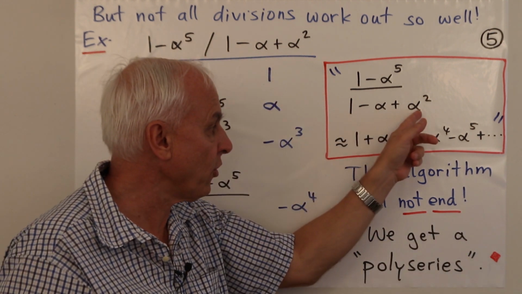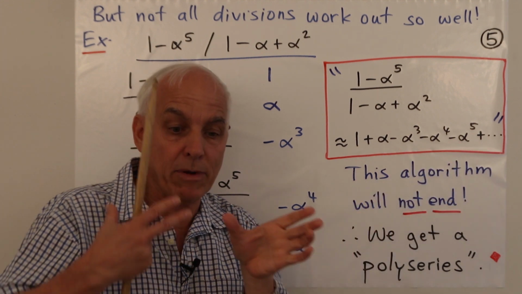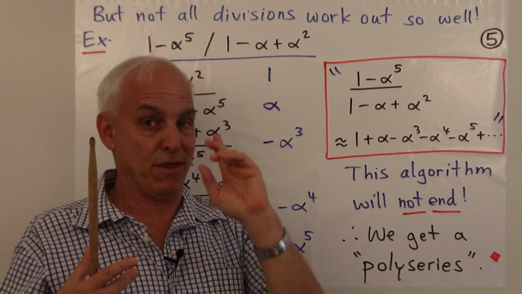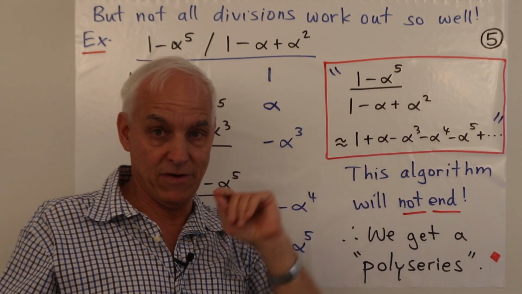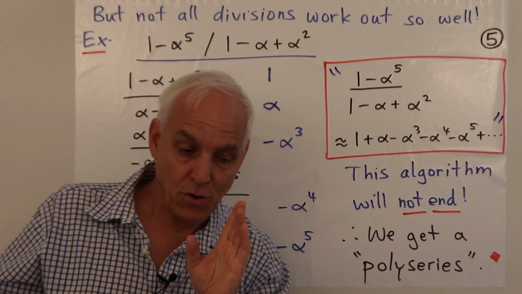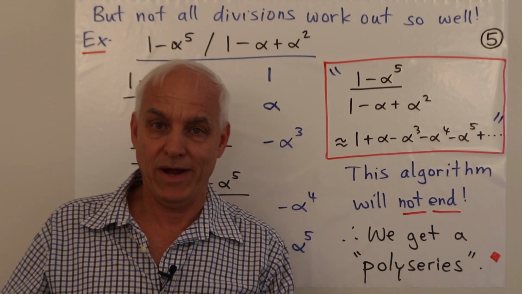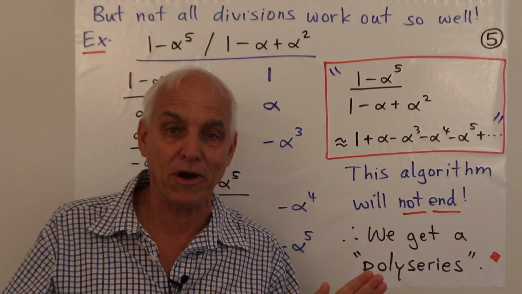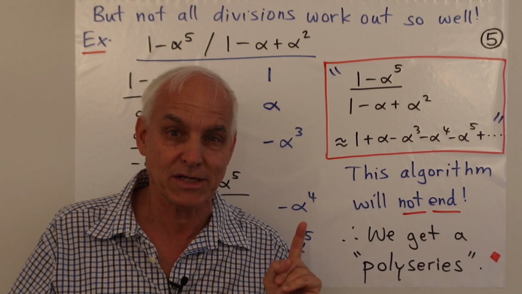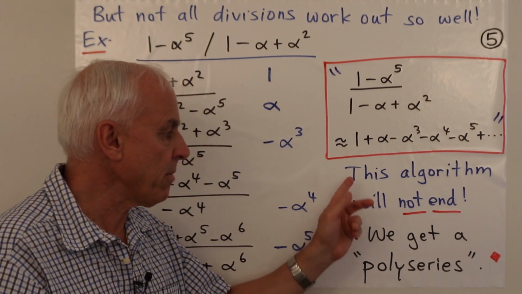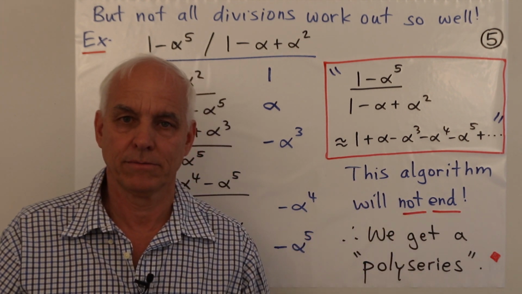Okay, if this is degree 2 and this thing is of degree 28, when we multiply them, we're going to get something of degree 30, not of degree 5 like we need. So that argument shows that this procedure in this case is not going to end. It's a completely different story from the previous division that we did. It's an algorithm which will not end.